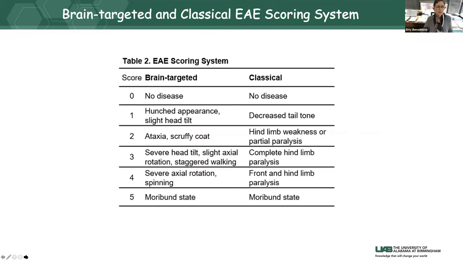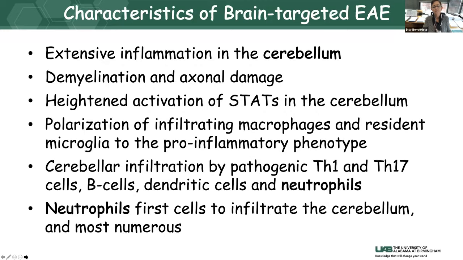So the difference between these two phenotypes, if you will, is that classical EAE involves hind limb and forelimb paralysis, predominantly with cells infiltrating the spinal cord. In brain-targeted EAE, they have ataxia and tremors and involvement predominantly of the cerebellum. So two very different types of EAE.